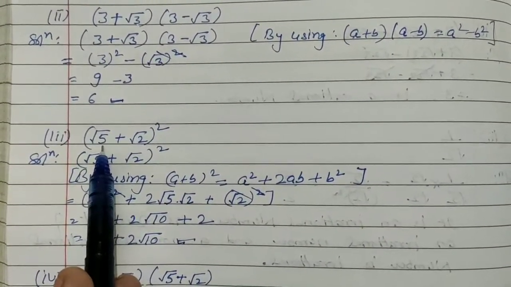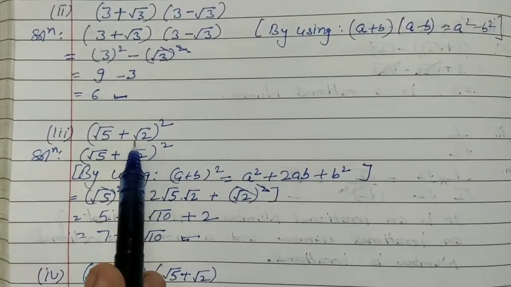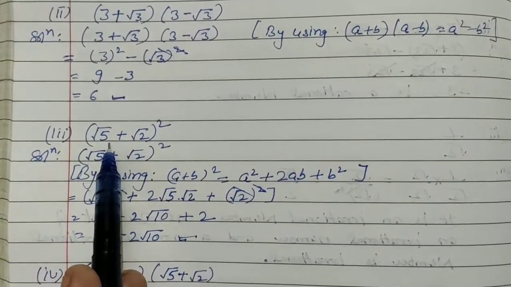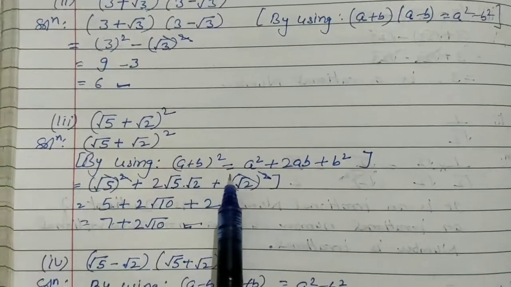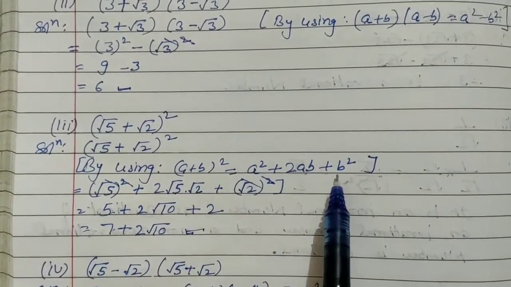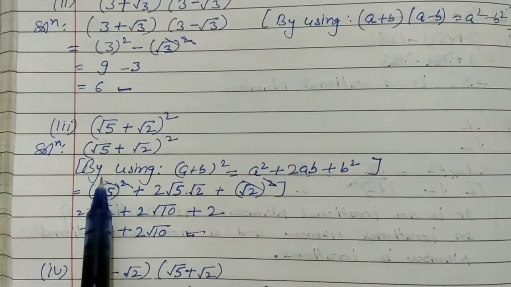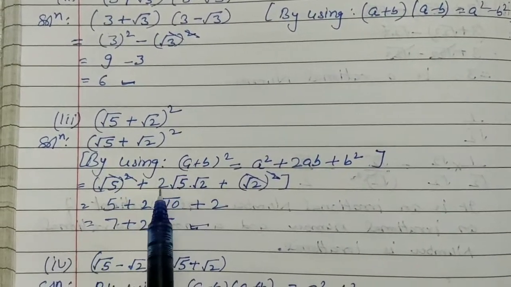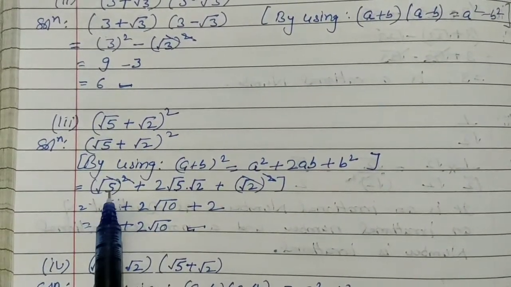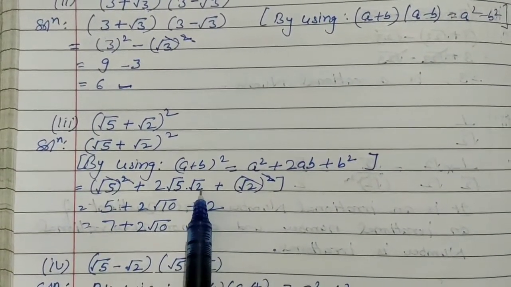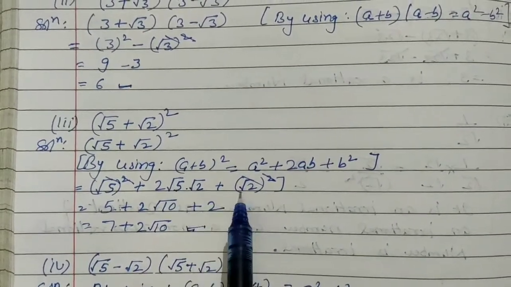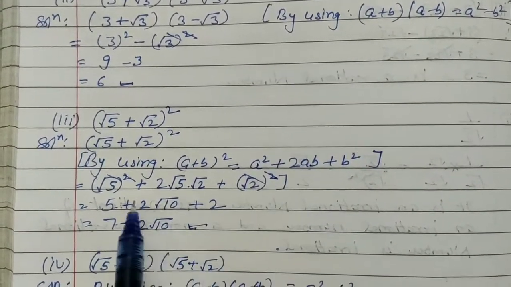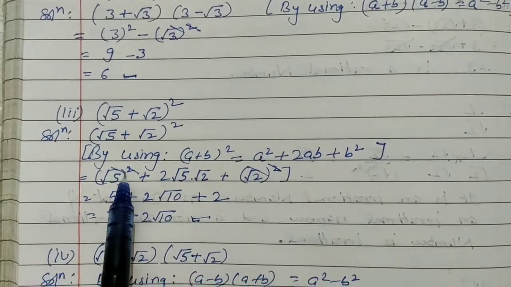So we have a as √5 and b as √2. We will use the identity (a + b) whole square, that is a square plus 2ab plus b square. So here a is √5, so (√5) square plus 2 into √5 into √2, plus (√2) whole square. So the square and square root sign will be cancelled.